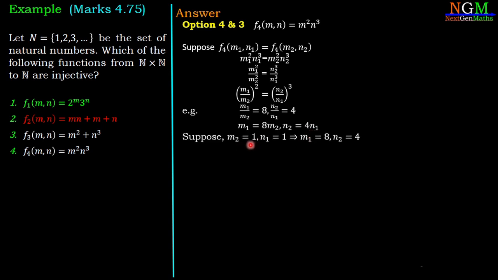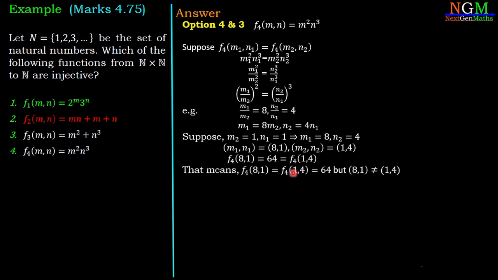Now if we take m2 equal to 1, n1 equal to 1, then m1 equal to 8 and n2 equal to 4. Therefore, (m1, n1) equal to (8, 1) and (m2, n2) equal to (1, 4). So the image f4(8, 1) equal to 64 and the image f4(1, 4) is also 64. So we are able to find two numbers which are not equal but their images are equal. So it also violates the condition of an injective function. Therefore, option number 4 will not give an injective function. So option number 4 is the wrong answer.